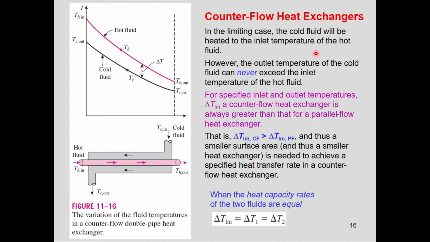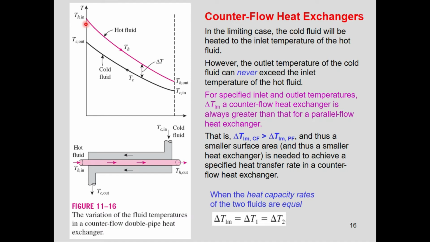In the limiting case, the cold fluid will be heated to the inlet temperature of the hot fluid, right? So this is the cold fluid. The maximum possibility is that this cold fluid will be heated up to this temperature, and this is not always the case. This is only possible if the heat exchanger length is very large. So in the case of a very long heat exchanger, it is only possible that the outlet of the cold fluid approaches the inlet temperature of the hot fluid stream.